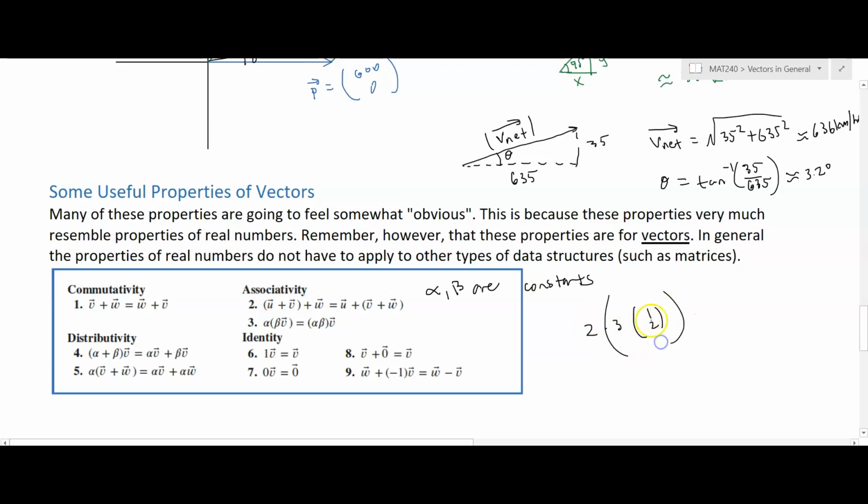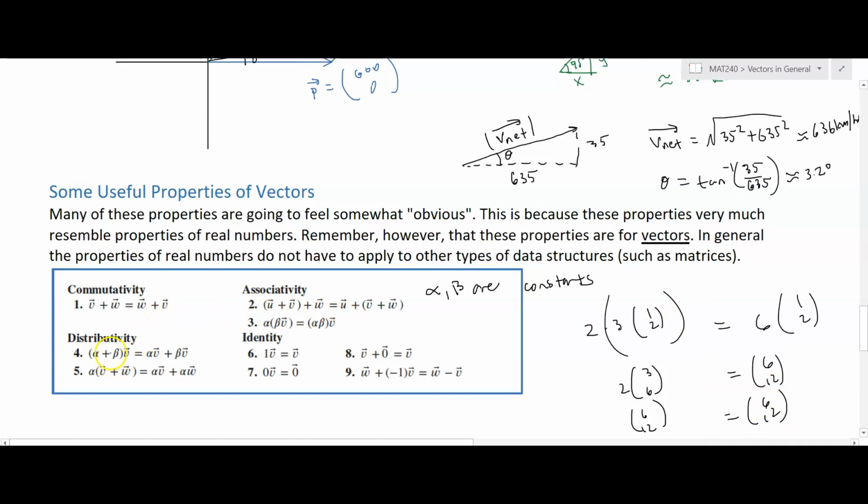Well, I could take 3 times 1, 2 and get 3, 6, double that, which will give me 6, 12. Or I could just multiply 2 by 3, which is 6 times 1, 2, and that gives me 6, 12 as well. And so you can see we get the same result both ways.